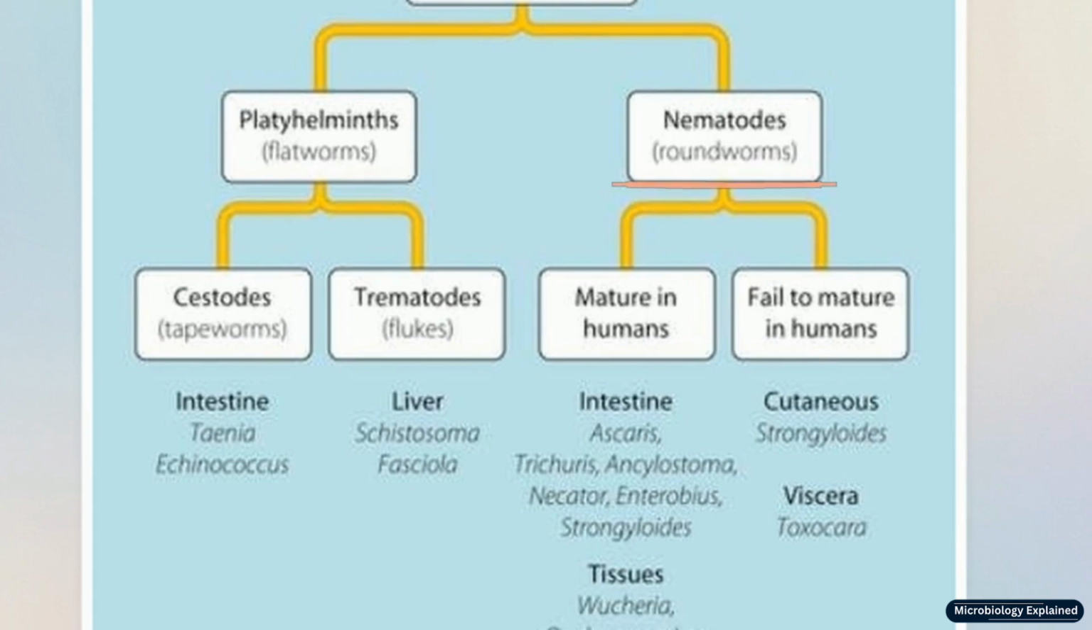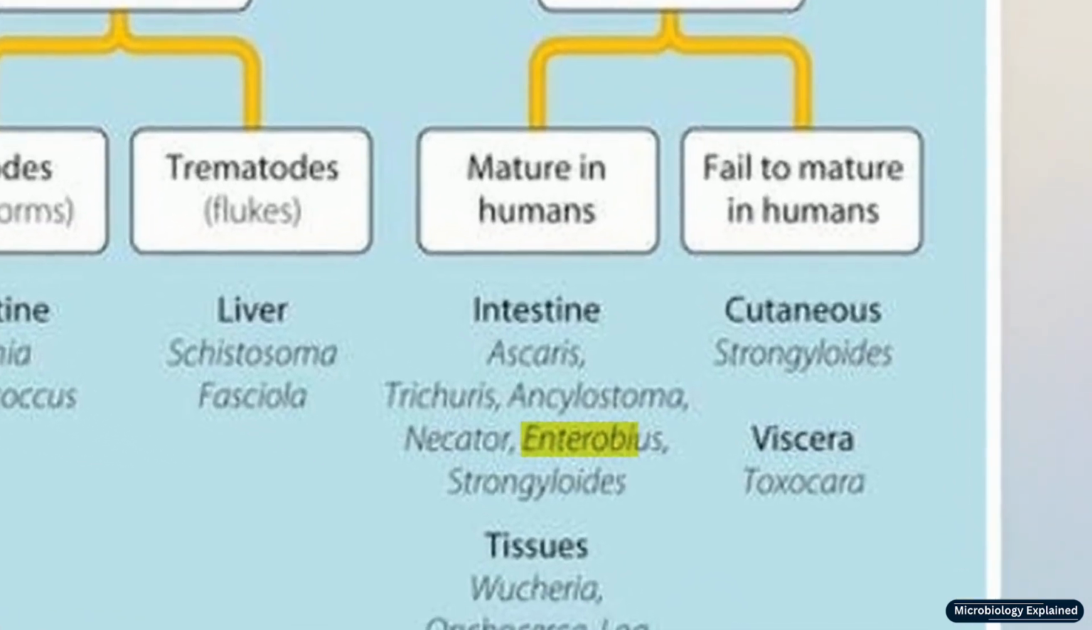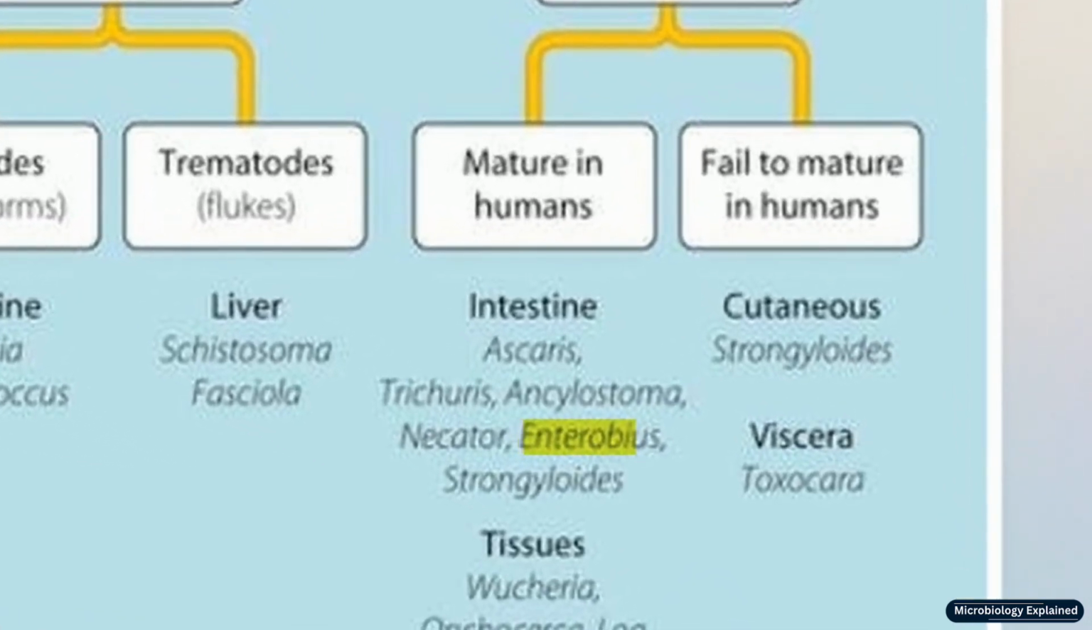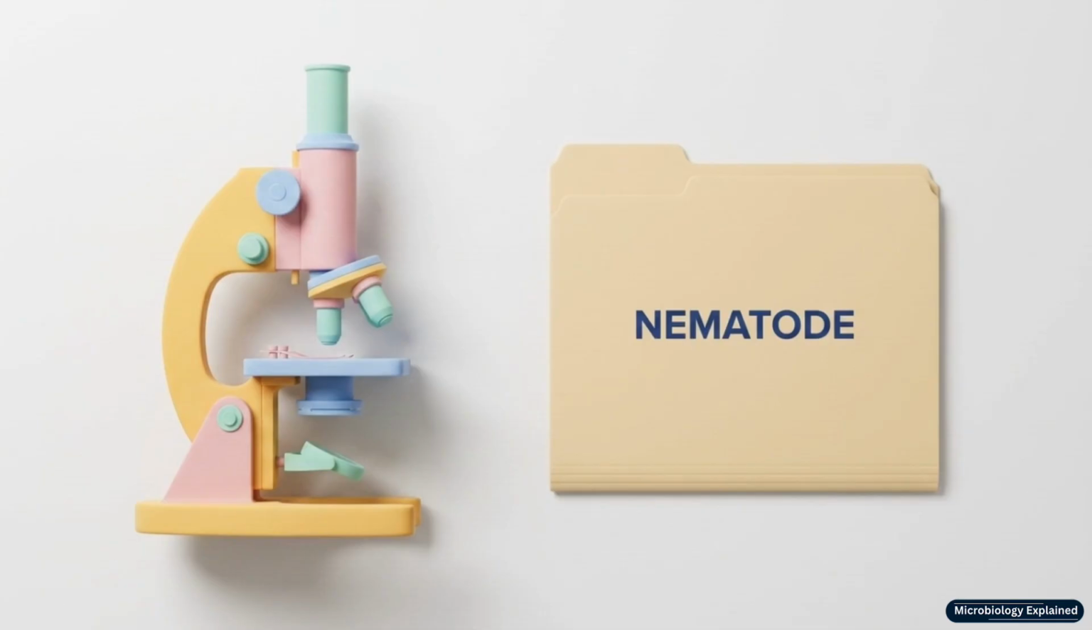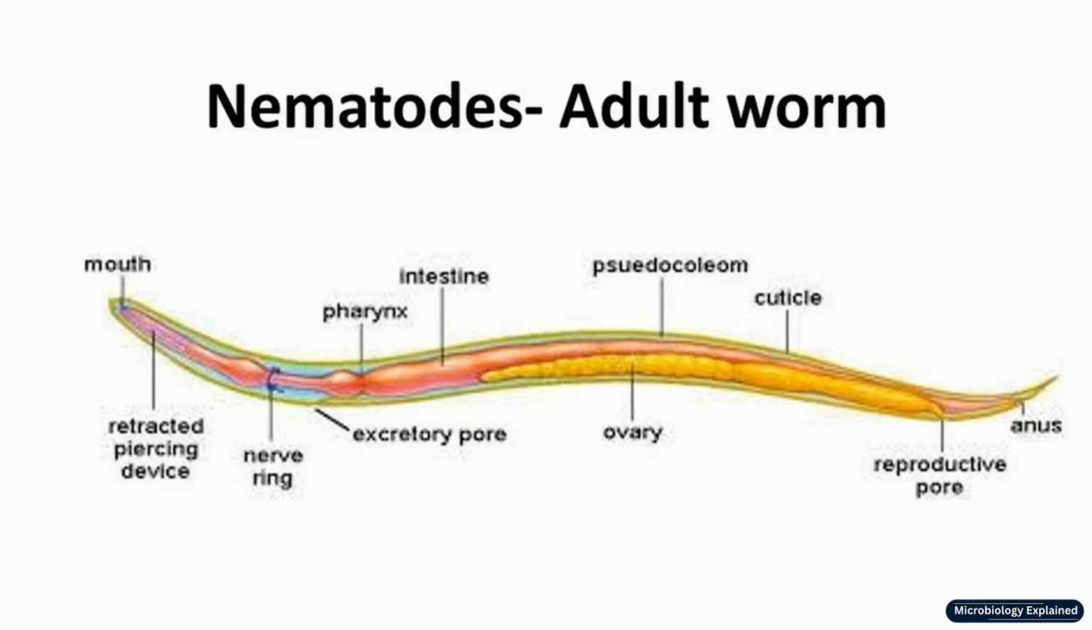The first division separates flatworms from roundworms, or nematodes. Enterobius vermicularis sits on the nematode branch, specifically maturing within the human intestinal tract. Placing the pinworm in the nematode category tells us exactly what kind of physical structure we are looking for. Nematodes lack segmented bodies, seen in other worm phyla. Instead, they feature a continuous, cylindrical body, tapering at both ends.